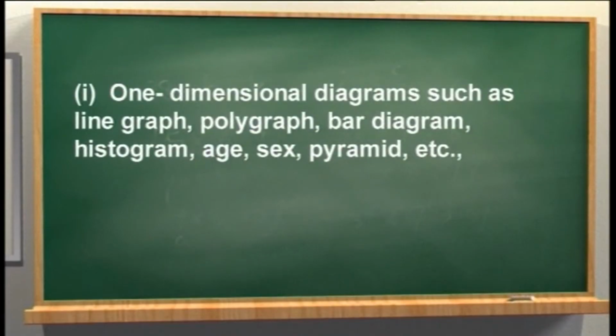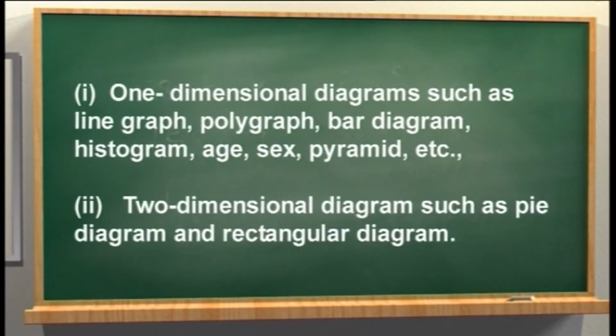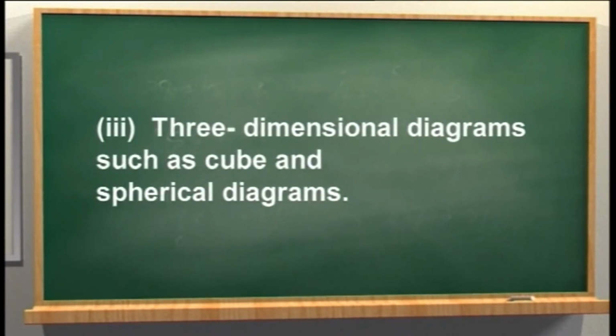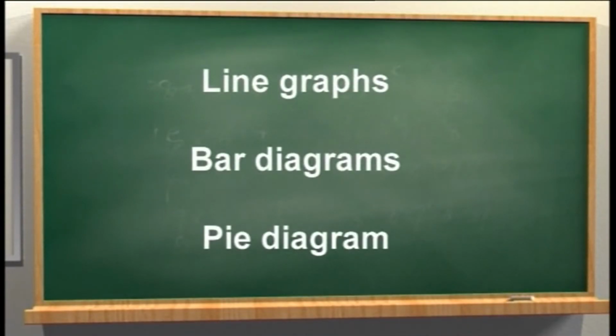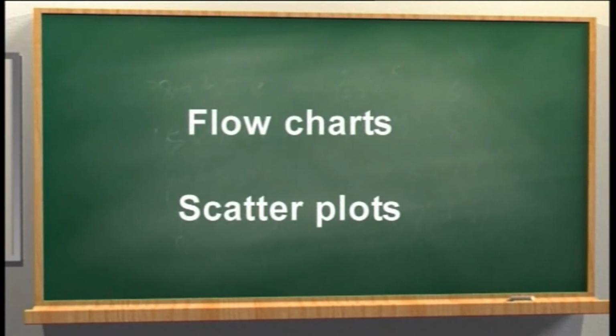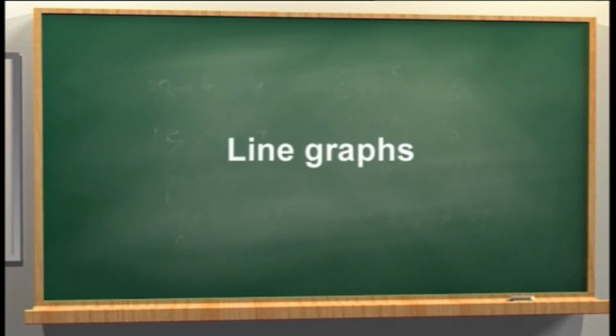The diagrams and maps are of the following types: one-dimensional diagrams such as line graph, polygraph, bar diagram, histogram, age or sex pyramid, etc. The two-dimensional diagrams such as pie diagram and rectangular diagrams. Three-dimensional diagrams such as cube and spherical diagrams. The most commonly drawn diagrams and maps are line graphs, bar diagrams, pie diagrams, flow charts and scatter plots. Let us discuss the line graph.